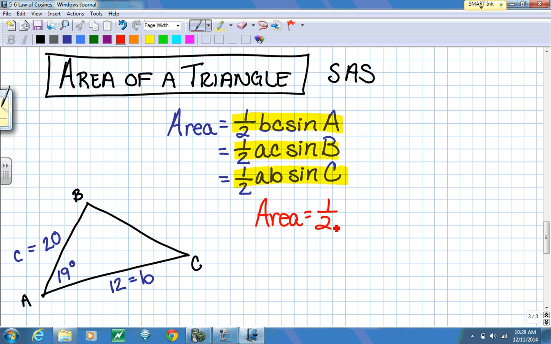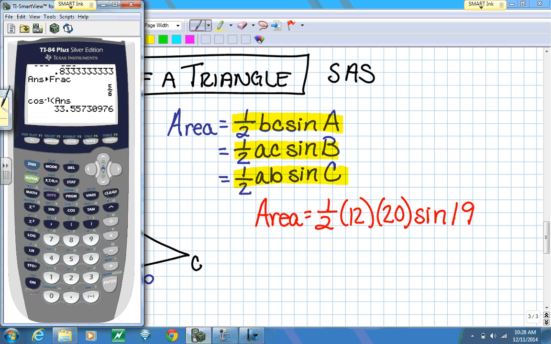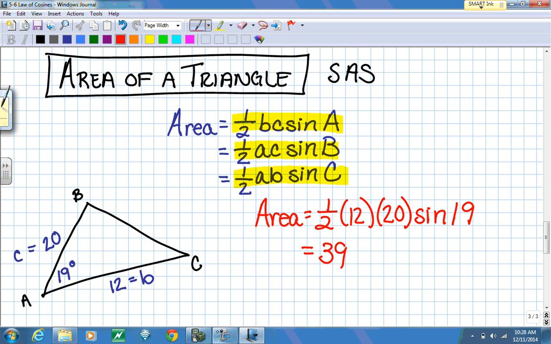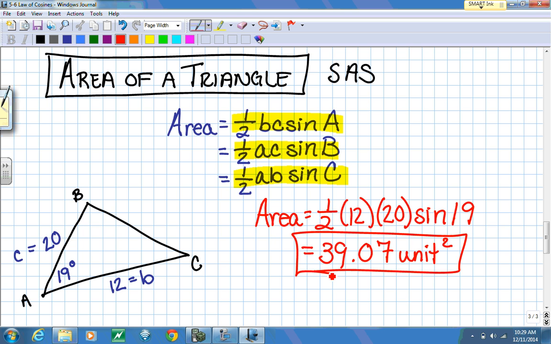I'm going to take 1/2 of little b, which is 12, multiply that by little c, which is 20, and then we're going to multiply that by the sine of angle A of 19 degrees. So put it into your calculator, 0.5 times 12, multiply that by 20, and then times it by the sine of 19 degrees, and we end up with an area of 39.07. Not degrees, just units, sorry. We said 39.07. And so we have our units squared for our triangle here.